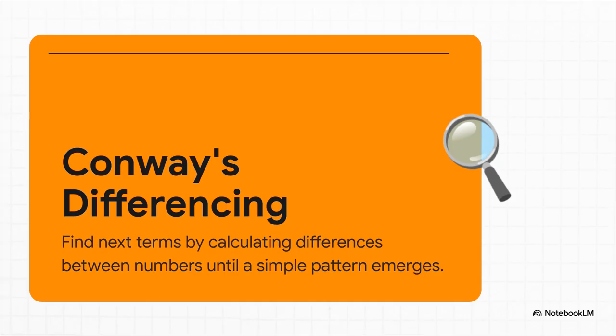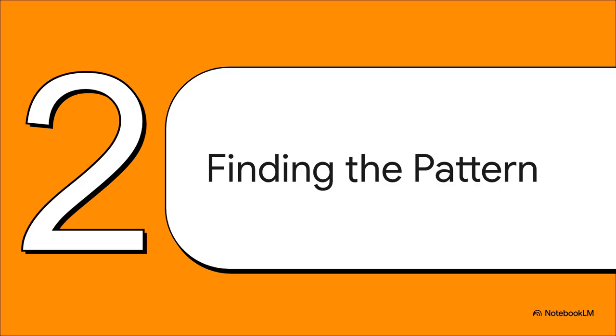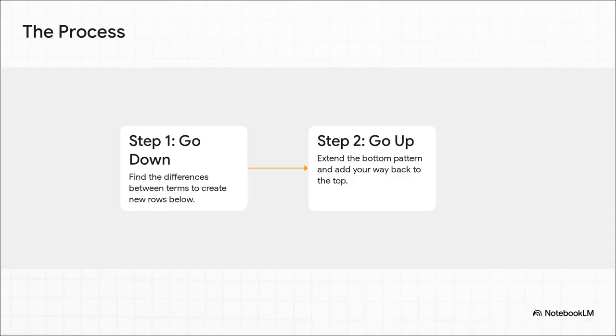We're going to find the difference between terms over and over again, building this sort of pyramid of numbers that's going to reveal the hidden logic buried deep underneath. All right, enough talk. Let's put this thing into action. Time to start digging and see what we can find. The whole thing is basically just two simple steps. Seriously. First, we go down by subtracting. Then, once we hit bottom, we go back up by adding. That's the whole game. Let's see it in action.